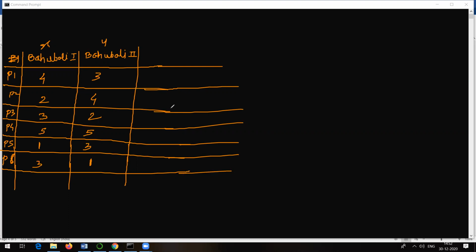Now, what we want to do is try to understand the problem statement, what we want to implement. So this is the data given to us by the client. Just assume that. Now, we want to create a model which will help us predict the rating of Bahubali Part 2, given that if a 7th person comes and gives the rating 3.5 to Bahubali Part 1, our model should be able to answer this.